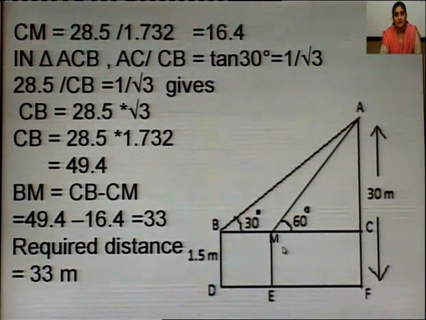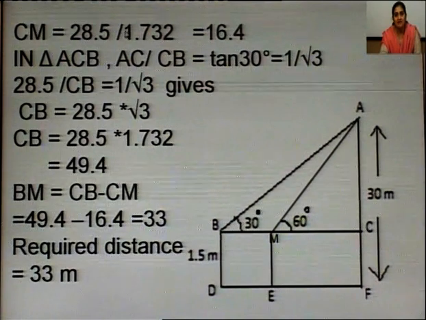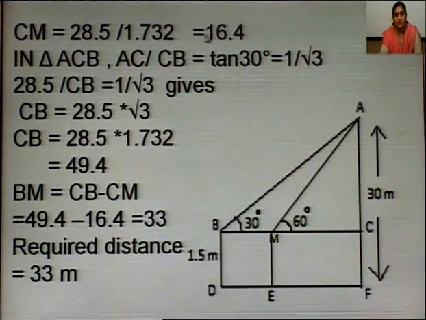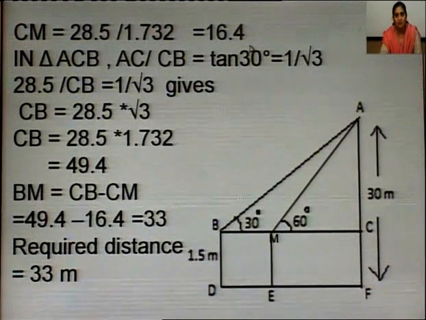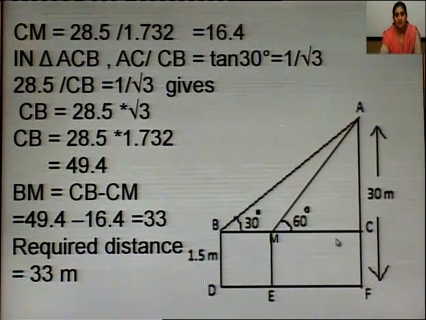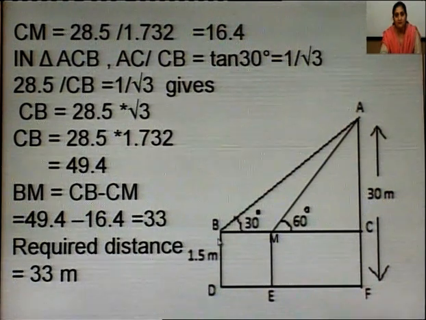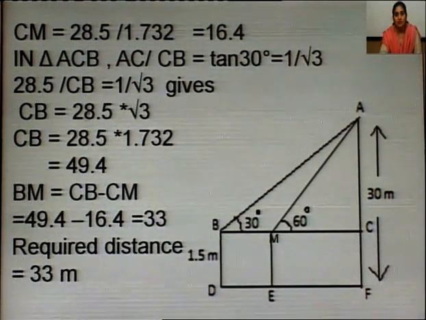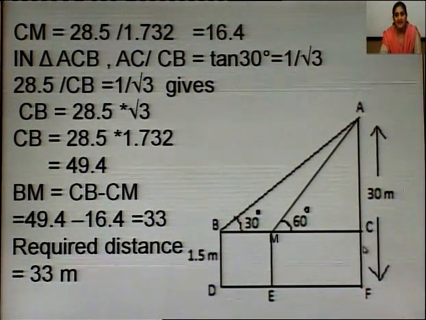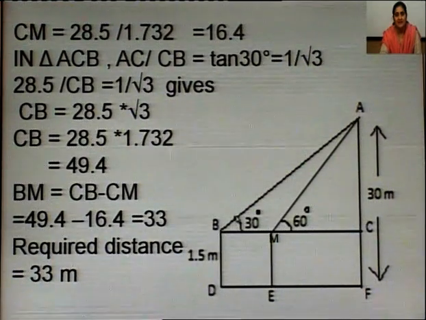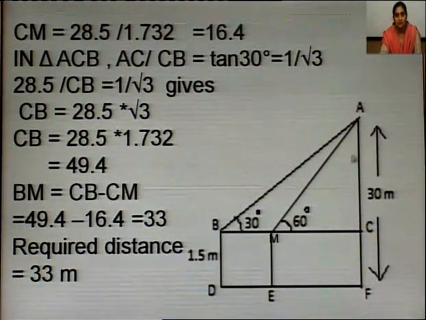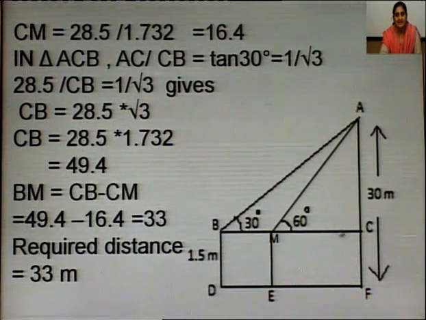Now CM is equal to 28.5 divided by 1.732, that is equal to 16.4. Now we have found the value of CM, but we have to find BM. Now consider this triangle ACB. Here the angle is 30 degrees. Now this is also a right angle triangle ACB.